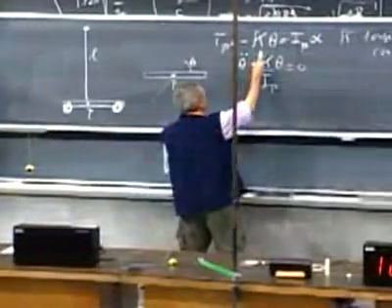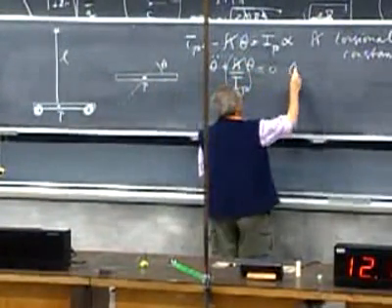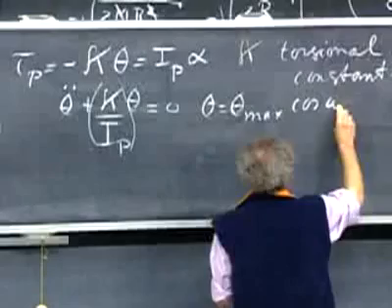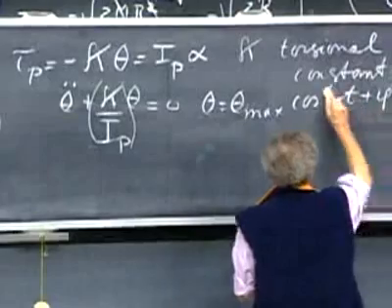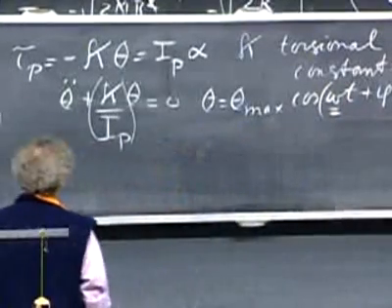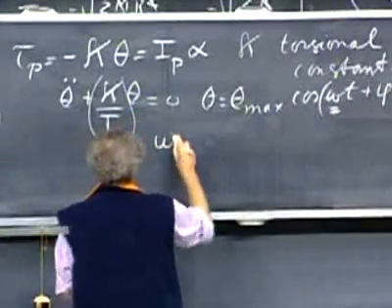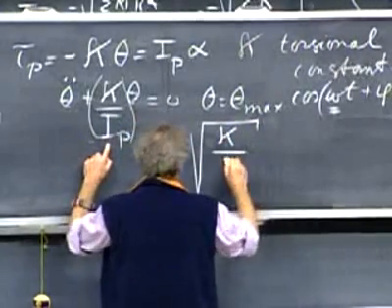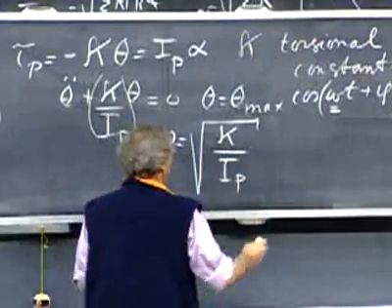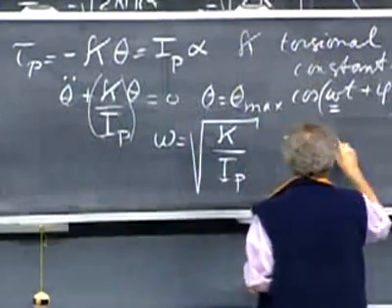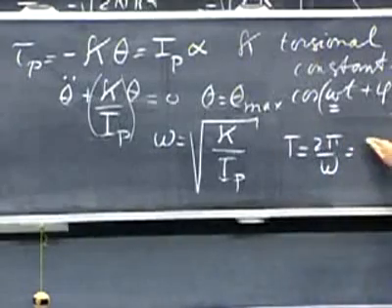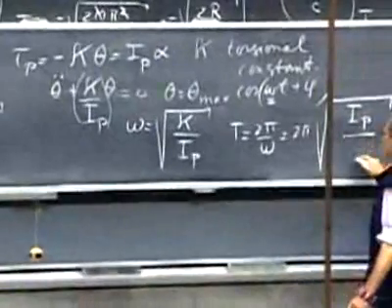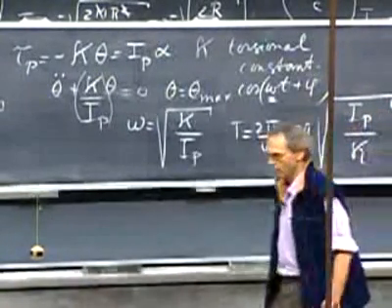This is a constant. And so you're going to get theta equals theta maximum times the cosine of omega t plus phi. It's getting boring. This is the angular frequency. And angular frequency is the square root of kappa divided by the moment of inertia about point P. And therefore the period, which is 2 pi divided by omega, equals 2 pi times the square root of the moment of inertia about point P divided by kappa.